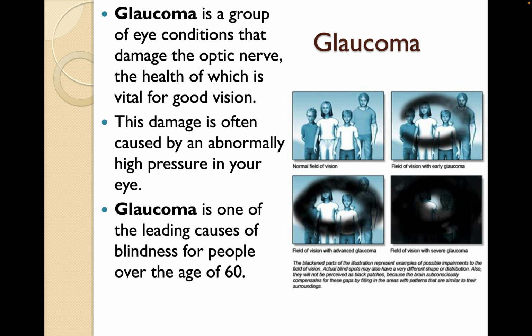Glaucoma is a group of eye conditions that damage the optic nerve, the health of which is vital for good vision. This damage is often caused by an abnormally high pressure on your eye. Glaucoma is one of the leading causes of blindness for people over the age of 60.